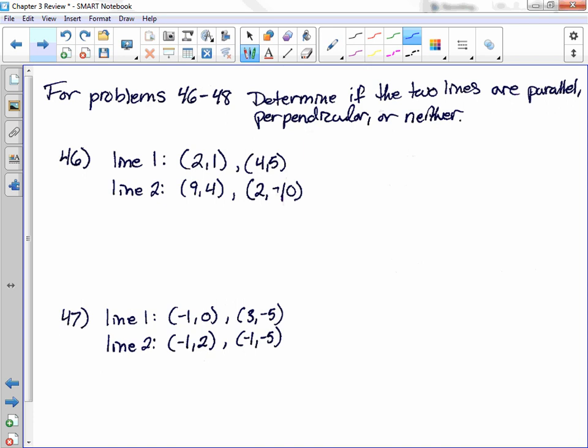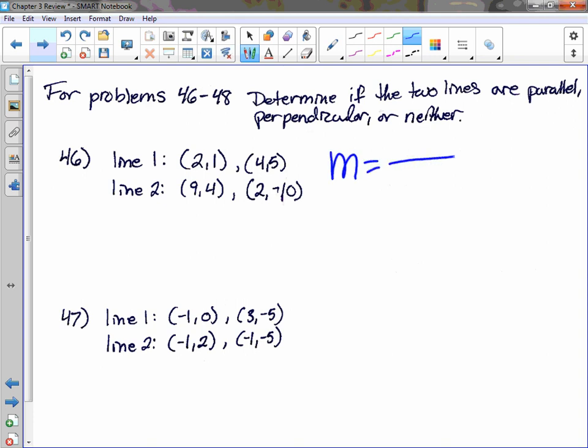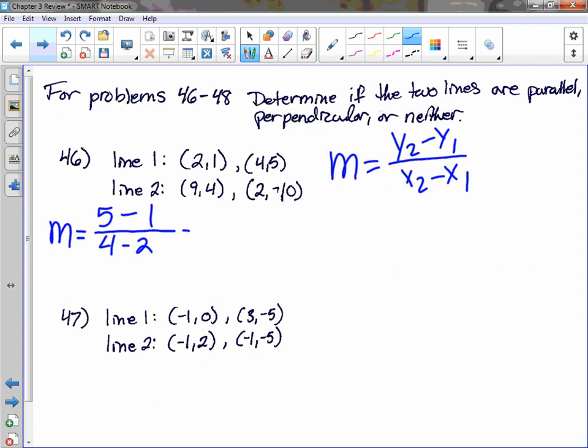Determine if two lines are parallel or perpendicular. So how would I do this? I would find the slope of the line, yes? Well, slope is y2 minus y1 over x2 minus x1. I can do line 1 first. 5 minus 1 over 4 minus 2.